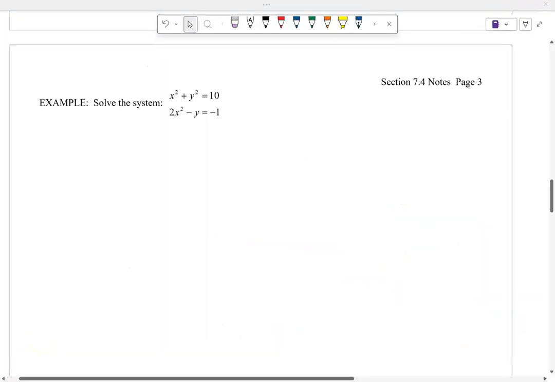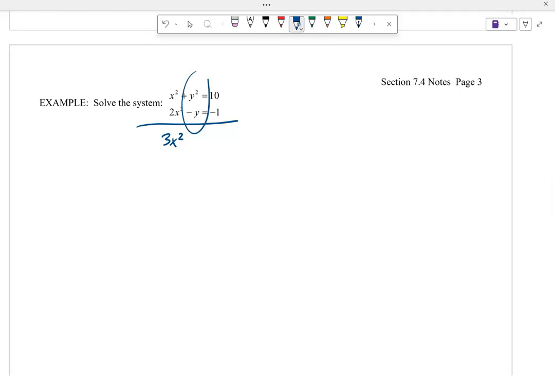This one, if I'm looking at this, I'm thinking elimination. If I add these up, though, I get 3x squared. But notice these are not like terms. I'd have a y squared minus y. So there's no way to eliminate. You know, you want to either eliminate y squared or y, right? So if I'm going to use elimination, I'm going to have to get rid of my x squareds.